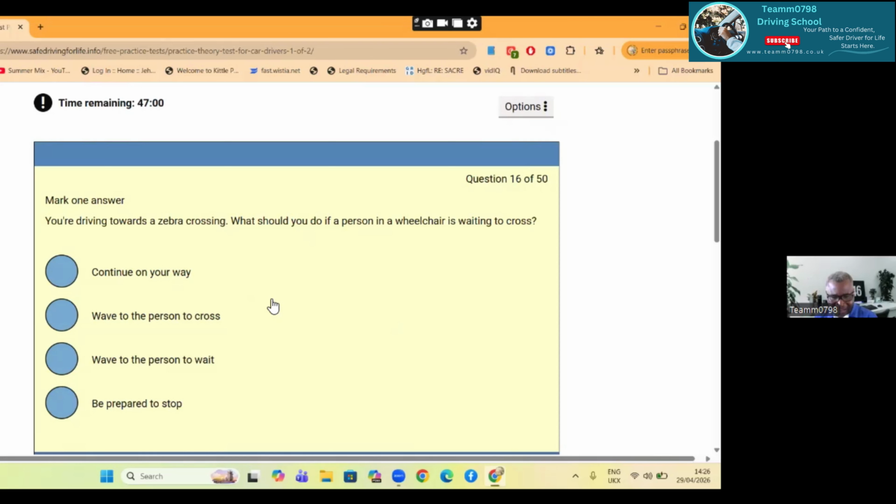Wave to the person to cross? Never, ever wave anyone to cross the road. You see people do it, but it is not safe, it's dangerous. Do not do that. There's a reason for it. Other drivers may not see what you're doing and then crash into the person. It's a no-no. Never ever wave anyone to cross the road.